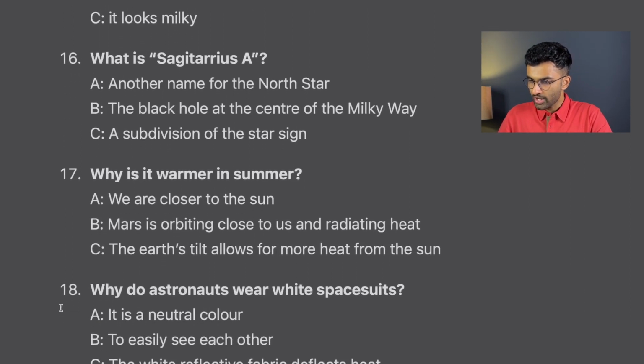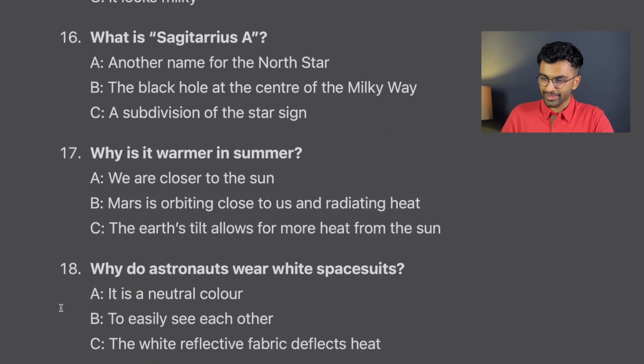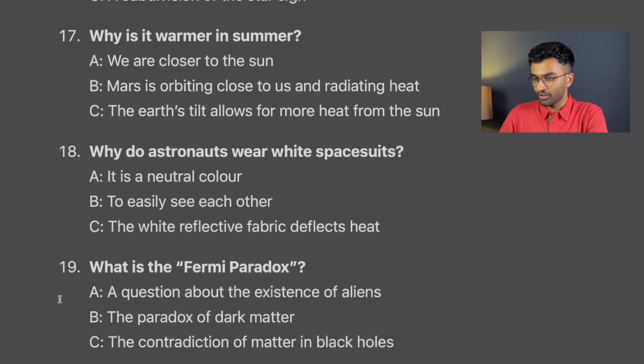So going on to the next one, why do astronauts wear white spacesuits? Well, it is a neutral color, but I don't think that's why they do it. Option B, to easily see each other. I can see why seeing each other could be an important thing, but I think a more appropriate answer is option C, the white reflective fabric deflects heat. Let's just check the answer. So yeah, white reflects the most heat and radiation from the sun. This is option C.